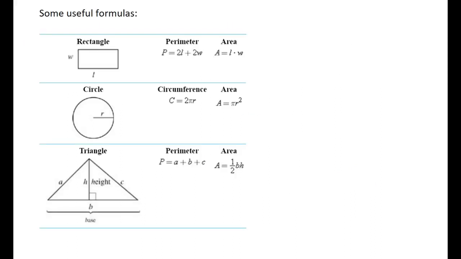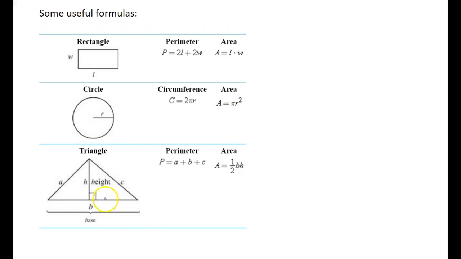And before I do another example, let's look at some useful formulas from geometry. A rectangle, well, the perimeter is all the sides added together, so it's going to be twice the length plus twice the width, and the area is the length times the width. With a circle, it's 2 pi times the radius is your circumference, how far around it is, and your area is pi times the radius squared.